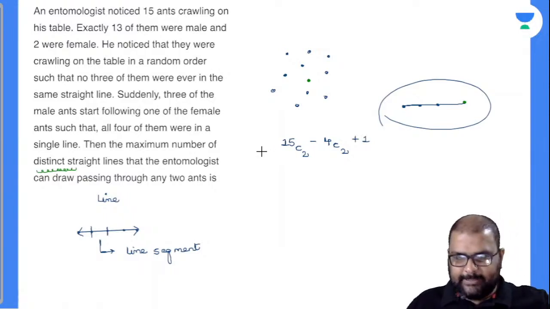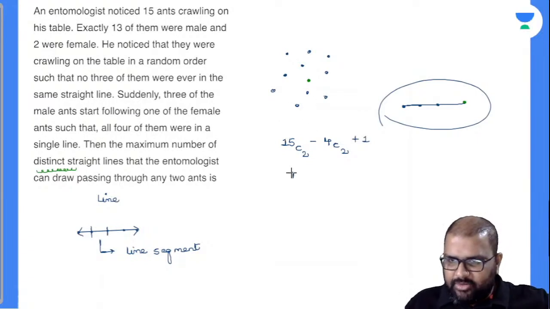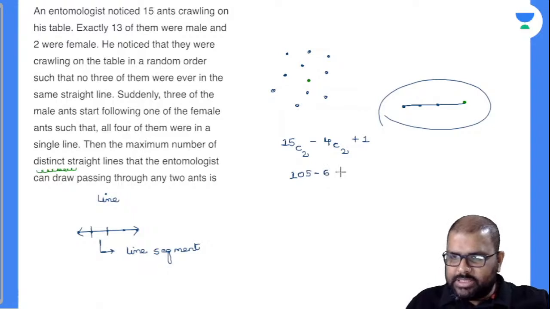Hi Archit. Now observe here, 15C2 is nothing but equal to how much here? 15 factorial by 13 factorial into 2, that is 15 into 14 by 2. Calculate it, 105. 4C2 is nothing but equal to 6, plus 1. Now automatically what will be the answer there? Is it 100? This is your answer.